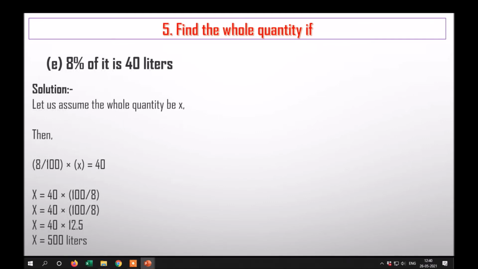8% of it is 40 liters. So let us assume whole quantity be x. So 8 upon 100 into x equals to 40. So 40 into 100 upon 8, that is 40 into 12.5. That is 500 liters. So x equals to 500 liters.